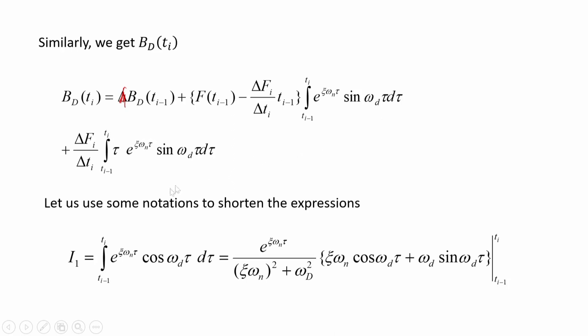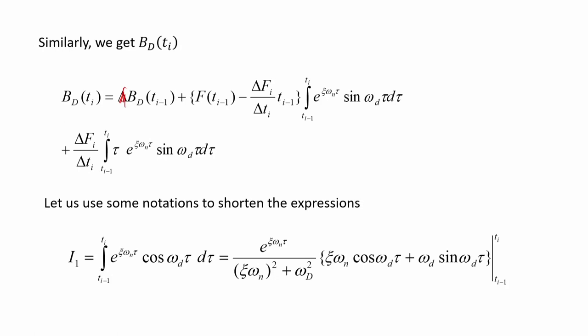So this expression is long, therefore we are using this expression as I1. I1 is the integral of e to the power xi omega n tau cos omega d tau d tau. Its integral is given by e to the power xi omega n tau divided by xi omega n whole square plus omega d square, into xi omega n cos omega d tau plus omega d sin omega d tau, and the limit has to be substituted. The lower limit is t i minus 1 and upper limit is t i. If we substitute this in place of tau, then we get this expression for the integral I1. So I1 is this exponential term and cosine term; the product of these two terms is integrated, then we get I1.